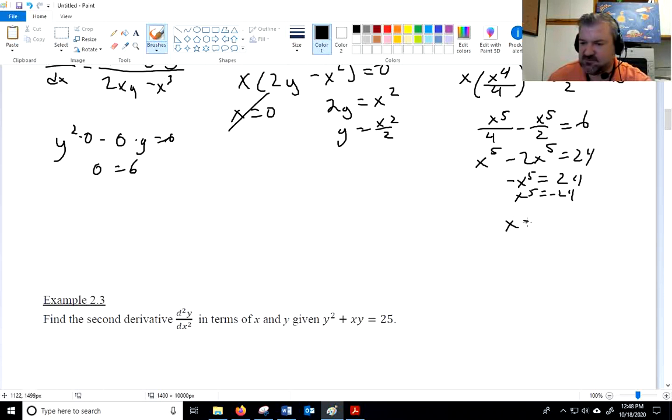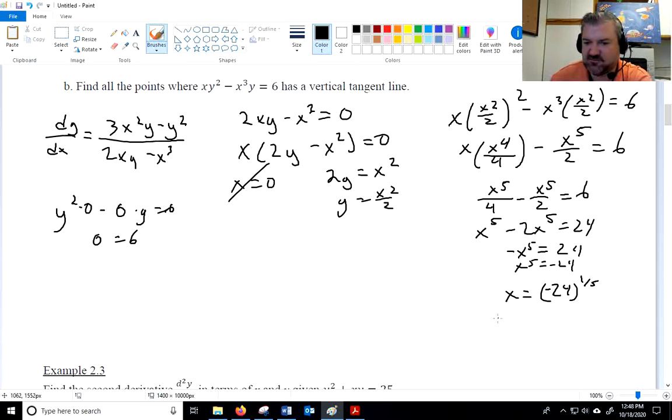Take the 5th root of each side, and I get negative 24 to the 1/5. And remember, you can take an odd root of a negative number. That is okay. So if that's the x value, what's the y value? Well, the y value then must be negative 24 to the 2/5 over 2. So we have a vertical tangent line at the point negative 24 to the 1/5, comma, negative 24 to the 2/5 over 2.